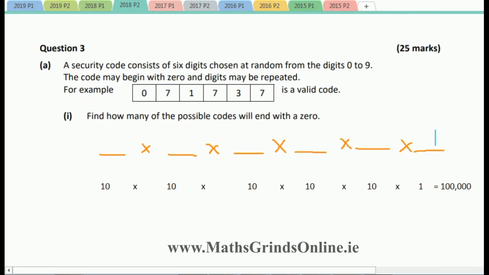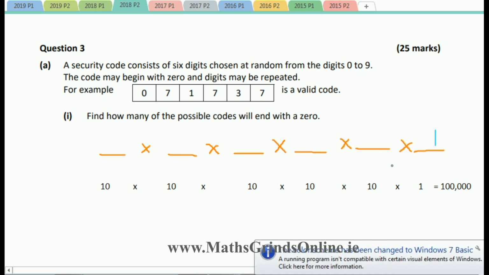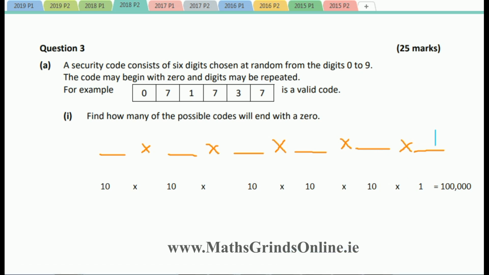Now, straight into question 3 here. A security code consists of 6 digits, chosen at random from the digits from 0 to 9. The code may begin with 0 and digits may be repeated.